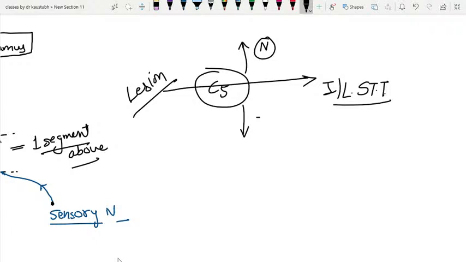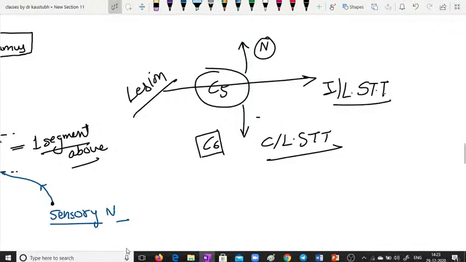Simple. Whereas what will happen below that specific level, say C6? The lesion is at C5, but the nerve of C6 has crossed over at C5. So what will happen at C6? There will be contralateral STT, contralateral loss of spinothalamic tract function, that is, opposite-sided loss of pain and temperature.